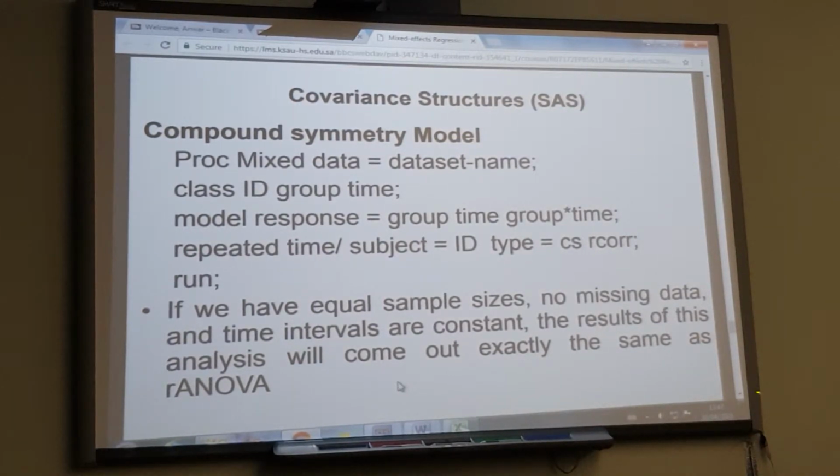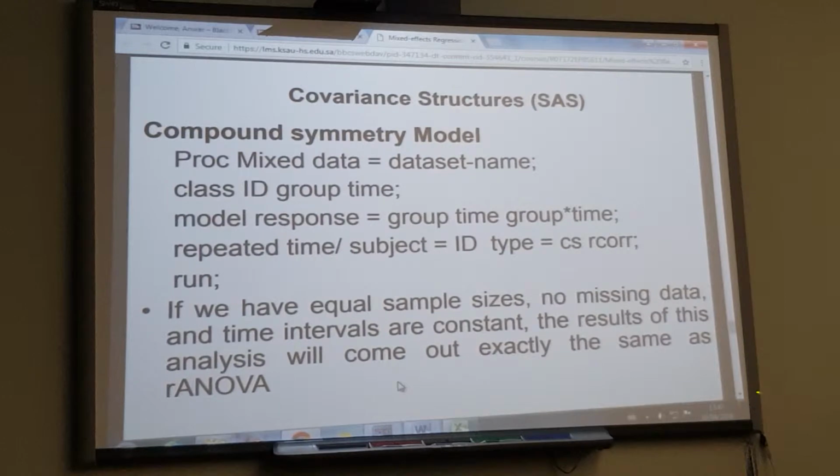Compound symmetry. This will give you a repeated measures ANOVA, assuming that you have complete data. If you don't have complete data, you will see differences between what is given by mixed and what is given by GLM for repeated measures. You understand this? Remember, this is the compound symmetry. What is the assumption of compound symmetry? That the variance covariance structures are equal over time, right?